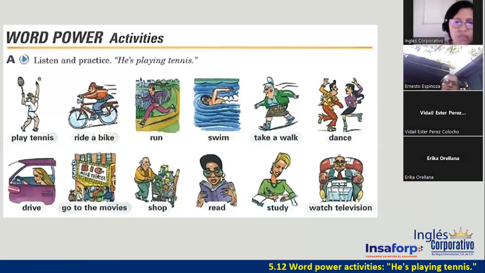En inglés decimos spend time with the family. Pasar tiempo con la familia. Spend time with the family. ¿Ok? ¿Algún otro que a ustedes les gustaría agregar, chicos? ¿No? No, vaya. Tenemos play soccer, play basketball, spend time with the family.